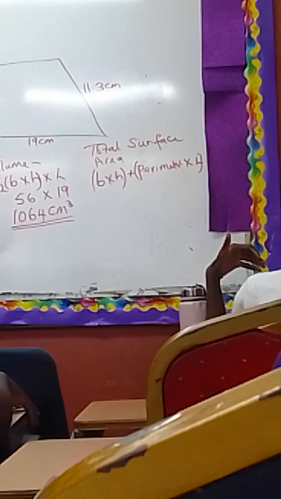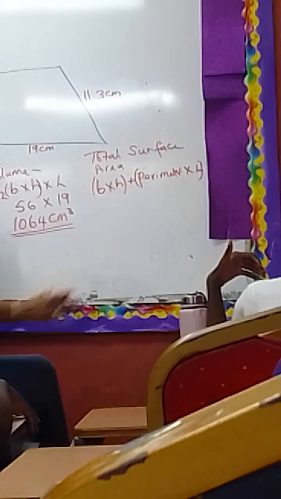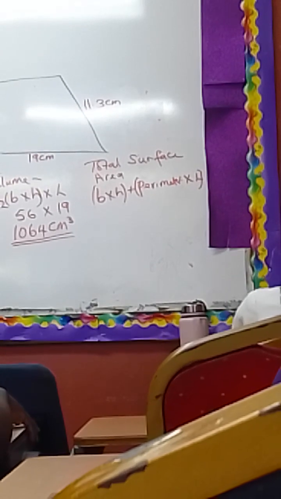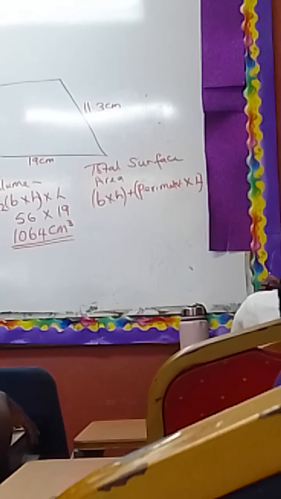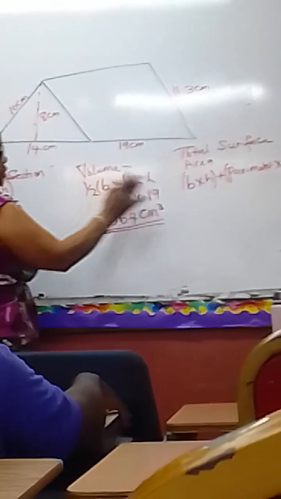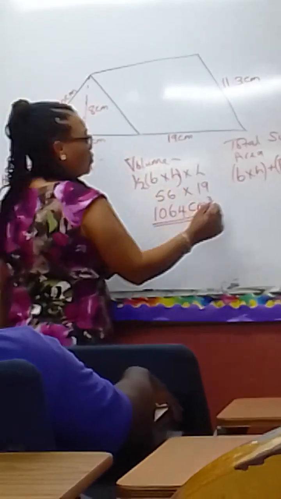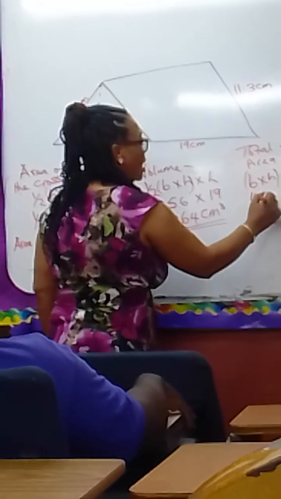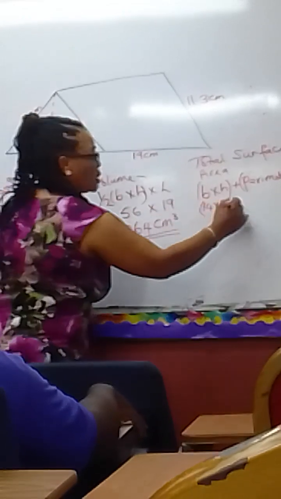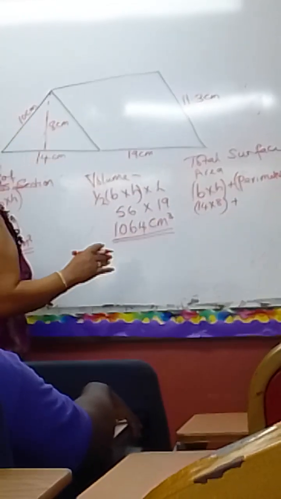Now, base times height, we already know that one, right? This is the base, this is the height. And we're not cutting that in half this time because we're now finding the total surface area. So it's the base times the height, which would have been 14 times 8. Put that in a bracket. Plus, I have to find the perimeter.